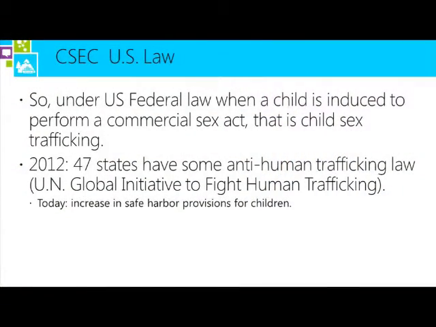Under federal law, if a child is induced to perform a commercial sex act, that is sex trafficking. On the state level here in the United States, we've seen a movement, and approximately 47 states have some form of human trafficking laws, but we can fight about if they're good, bad, or indifferent, okay? So that's where we are sort of legally.